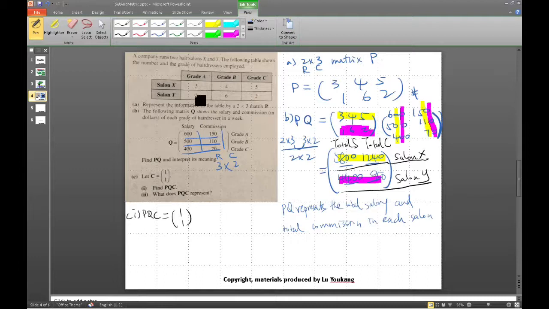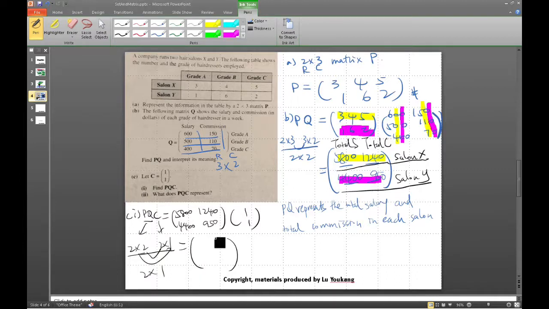Let's see if this is a valid matrix multiplication or not. Usually, when the question asks you to find out, it should be a valid matrix multiplication. However, you should do your part to verify whether it's valid or not. So we have PQ found just now. We have a 2 times 2 matrix times a 2 times 1 matrix. So in the end we get a 2 times 1 matrix, meaning 2 rows, 1 column.